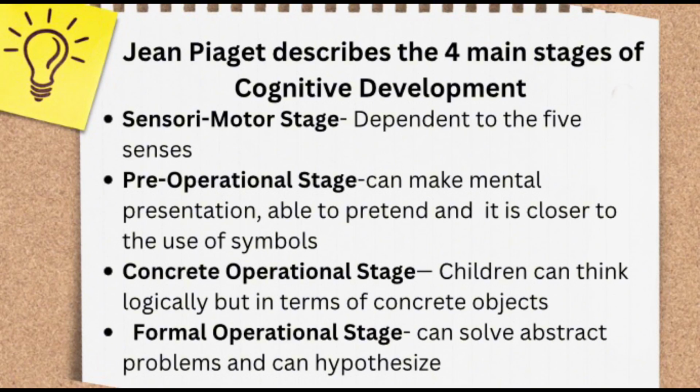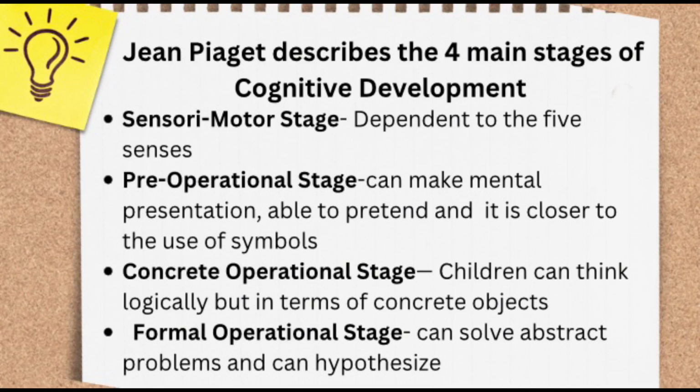And then the concrete operational stage, this is the stage where the children can think logically but in terms of concrete objects. Like for example, there are 2 glasses of water. One has a container that is tall, while the other glass of water is wide. So through that, the children in the concrete stage can determine that the amount of water is the same even if the sizes of the glasses are different.